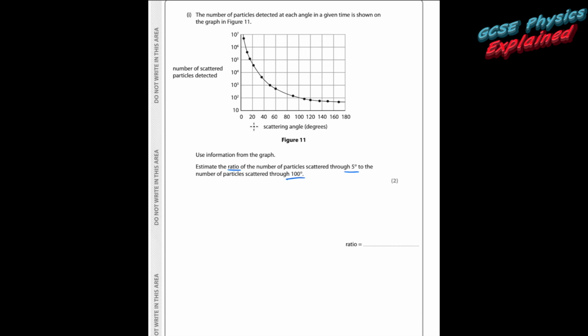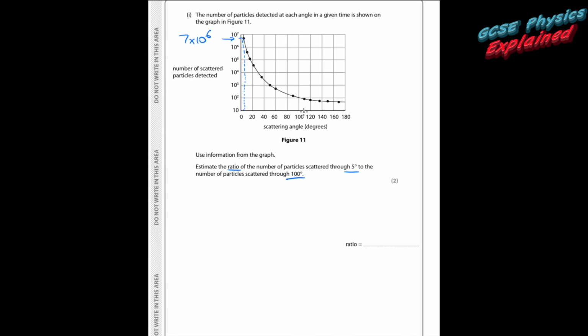Right, 5 degrees. So there's the scattering angles there. That's 0 and that's 20. That'll be 10. So 5 will be about there. And if that's 10 to the 6 and that's 10 to the 7, then that is going to be about 7 times 10 to the 6. So if you imagine 1, 2, 3, 4, 5, 6, 7, 8, 9, 10, like that.